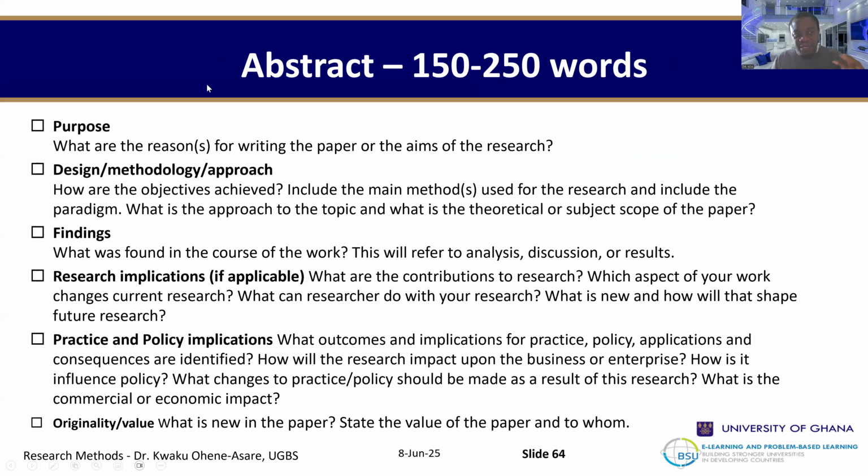So let's dig a little bit deeper. The purpose: what are the reasons for writing the research? What are the aims? How are the objectives achieved? Include the main methods, not all the petty things that you did, all the statistical perspective. No, the main method for the research, and include the paradigm. What paradigm? If you had a philosophical paradigm, whether it's positivistic or whatever, indicate that. What is the approach to the topic? What is the theoretical or subject scope of the paper? What was found in the study?